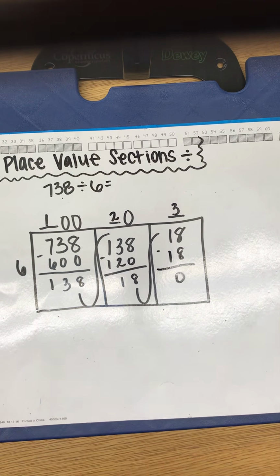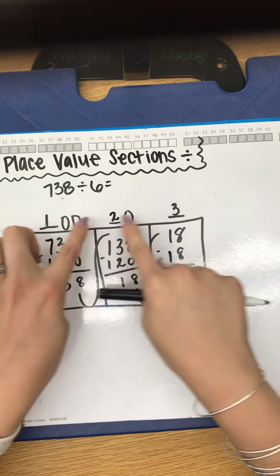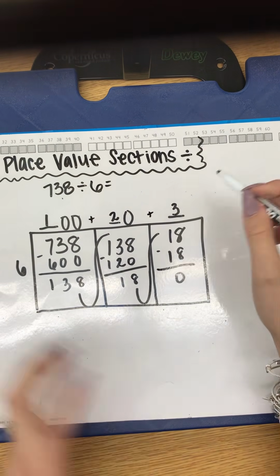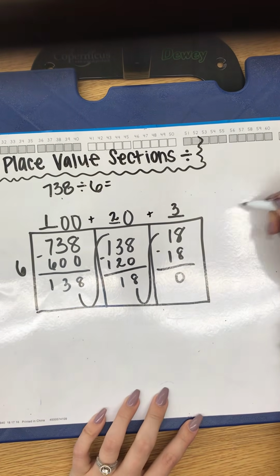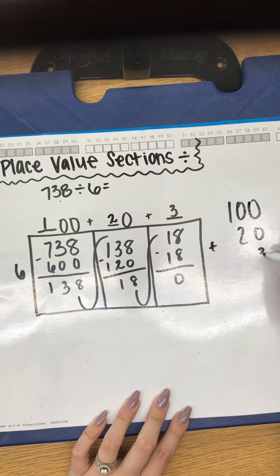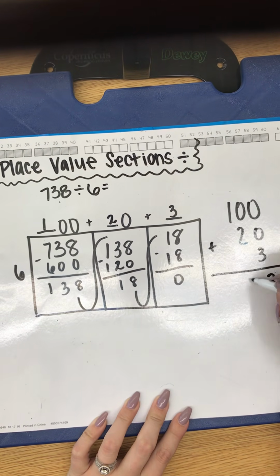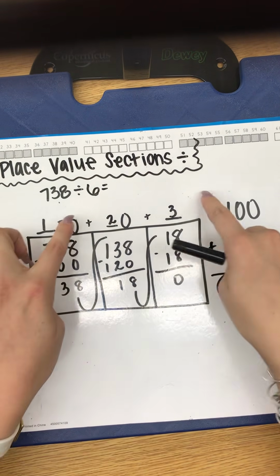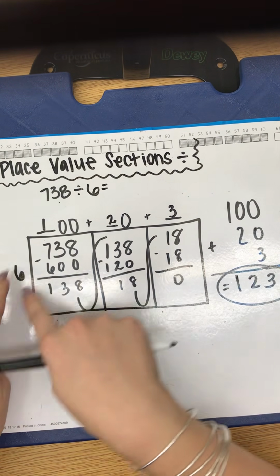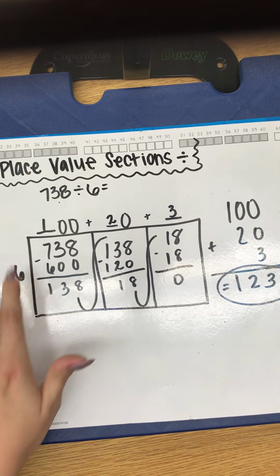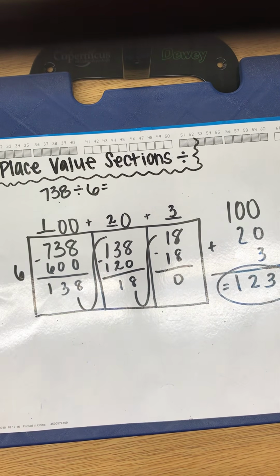And again, thinking back to when we did multiplication, we had put our number in expanded form. All of these were added together to have my number. So that's what we're going to do again here. We're going to add 100 plus 20 plus 3. And there is our answer. So 123 times 6 is 738. And 738 divided by 6 is 123.